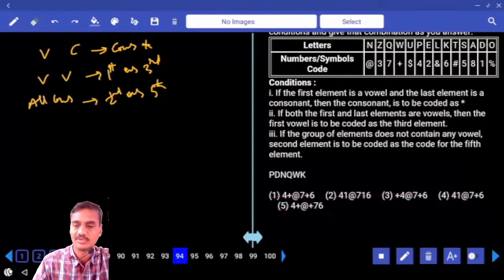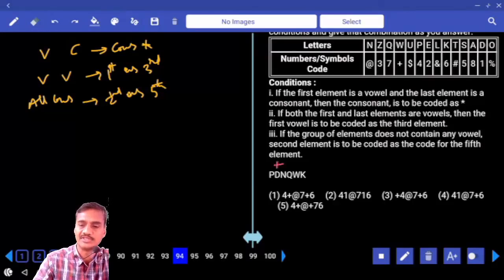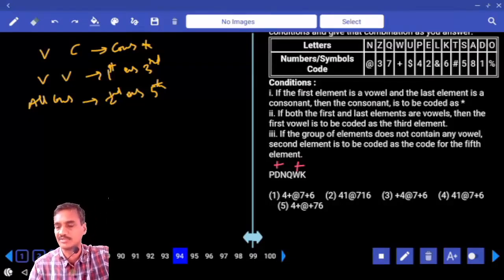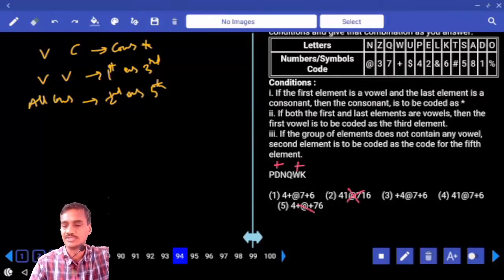Then 94. Now in this 94, PD and QWK. That means there is no vowel at all, and it falls under the last rule, with the second letter as the fifth. Second and fifth we need to have the same. That means W. W's code is plus. Now second and fifth must be plus and plus, and the others are ruled out.